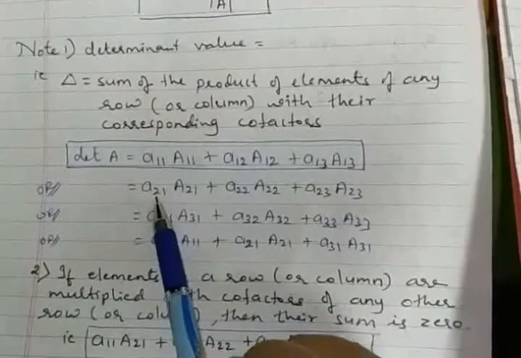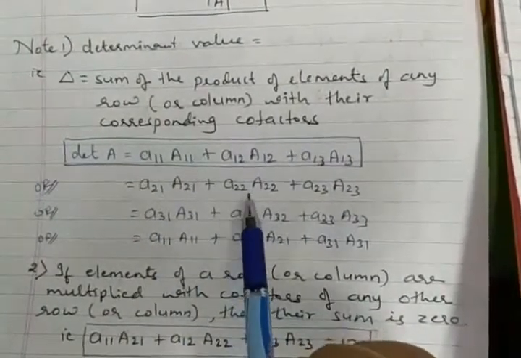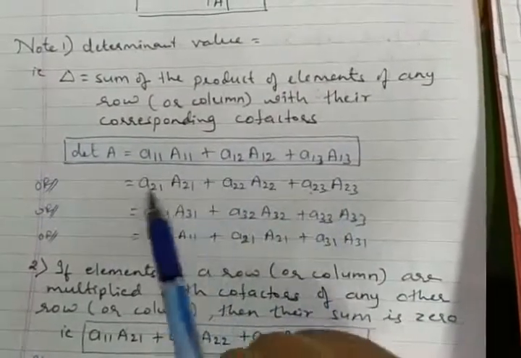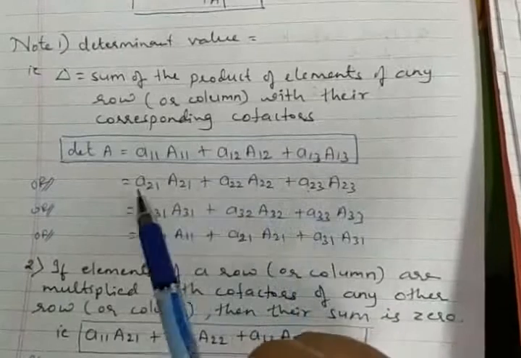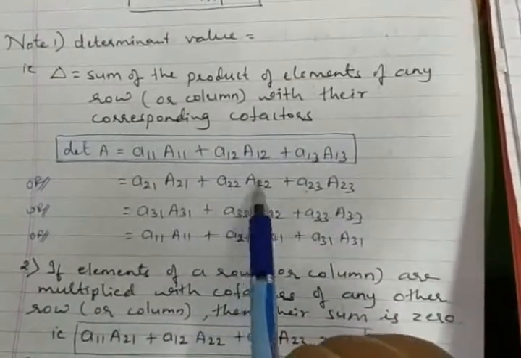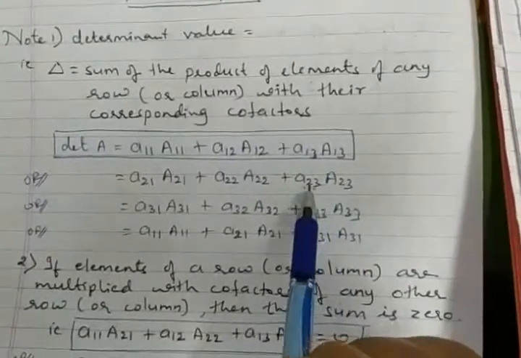So this stands for second row, first column. You can imagine: second row, second column, second row, third column. That means second row elements have been multiplied with their corresponding cofactors. This number must be the same, look. This indicates that the corresponding cofactor is being multiplied.